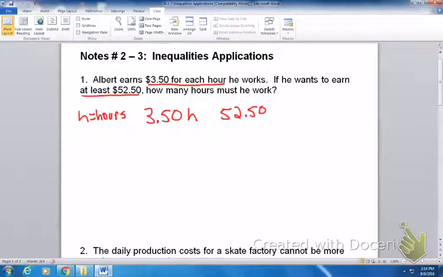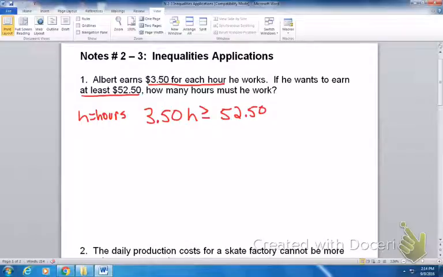$52.50. So now we kind of have to decide what inequality to use. He wants to earn at least that, so it's going to be equal to as well. But we have to decide, is 52 going to be bigger than what we want, or is it going to be smaller than what we want? We want to make at least that much or more, so we want the number of hours we work times our pay to be greater than or equal to 52.50. Now that's probably the hardest part of these problems, is writing the inequality. You're really going to have to think about what it's saying. Once we do that though, all we have to do is solve.